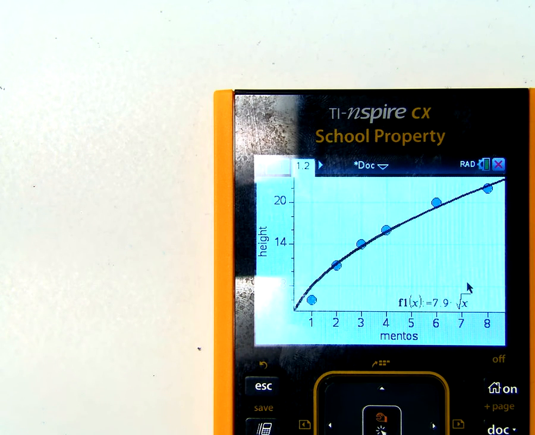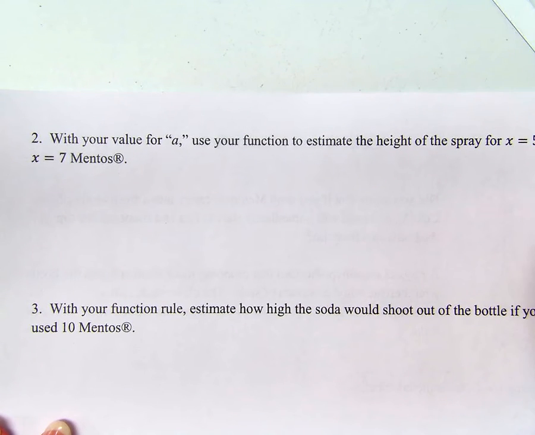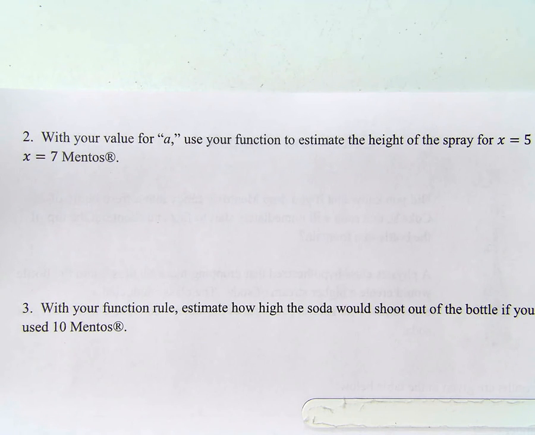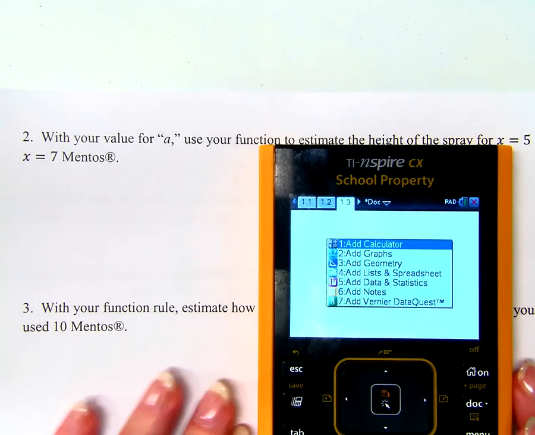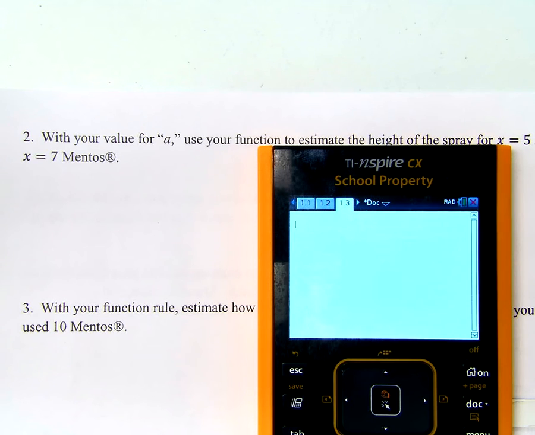Okay, we ready to go on to number 2? Yes? All right, look at number 2. With your value for A, use your function to estimate the height of the spray for x equals 5 and x equals 7. Control doc. What does control doc do? Add a page. What kind of page do we need? The calculator page. So 5. So you got to use your equation. Where are we putting 5 in? The square root. Yeah, for x, right?